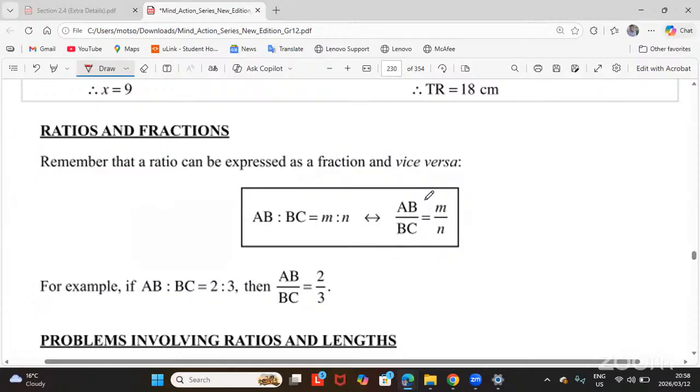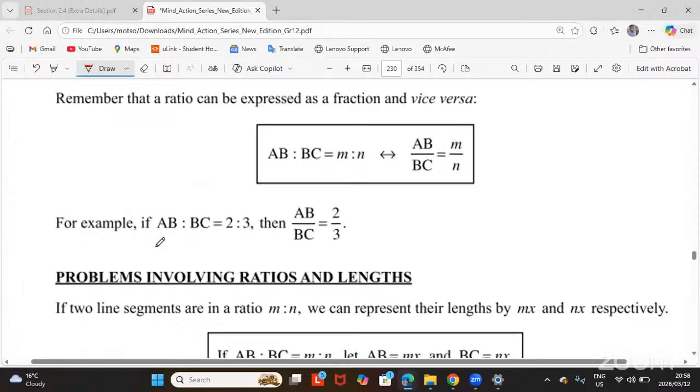From the fraction to the ratio, it's also possible. For example, if you're having the ratio AB is to BC equal to 2 is to 3, you can write AB over BC as 2 over 3, just like that. So now problem solving involving the ratio and the length.